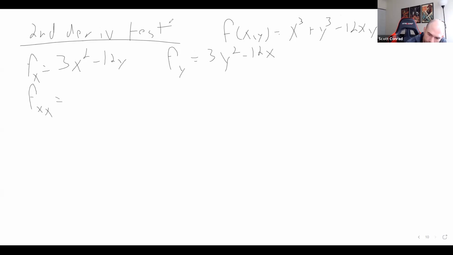Well, fxx: we take the partial of f with respect to x, and take the partial with respect to x again. So 3x squared minus 12y, take the partial with respect to x, we get 6x. fyy: take the partial with respect to y, and then with respect to y again. 3y squared minus 12x becomes 6y. And then f sub xy: take the partial of f with respect to x, and then with respect to y. So 3x squared minus 12y becomes negative 12.